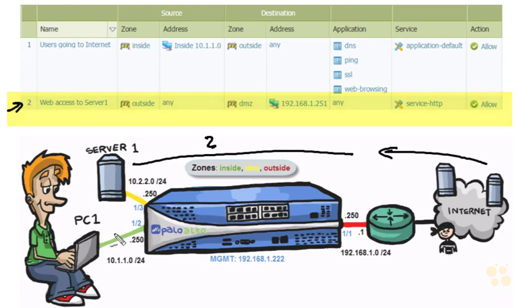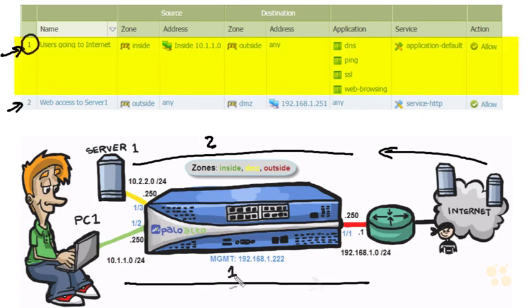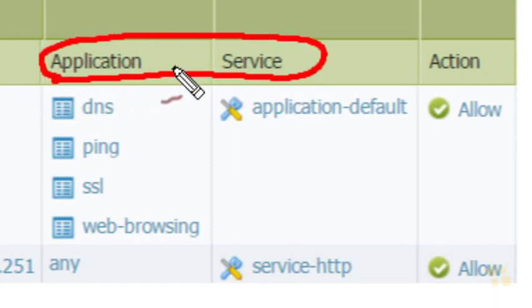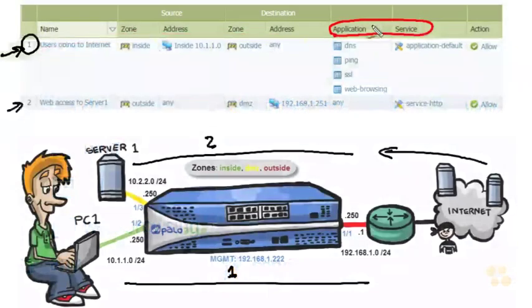We also did dynamic PAT for users on the inside going to the outside, and we set up a security policy for allowing traffic to go from the inside to the outside. That's our security policy number 1 in this output. What I'd like to have you focus on for just a moment is these two columns right here, application and service. Let's focus our attention on rule number 2, which allows a user like Lois on the internet to connect to the server via web services.